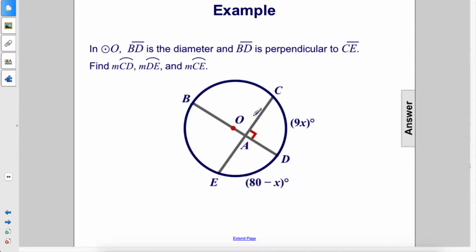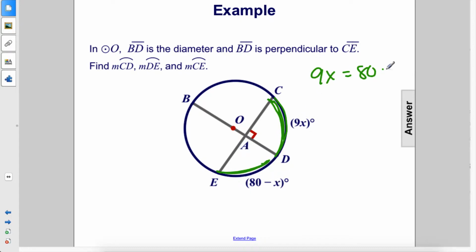Here's an example. In circle O, BD is the diameter, and BD is perpendicular to CE. Find the measure of arc CD, the measure of arc DE, and the measure of arc CE. Alright, so because this is a bisector here, we know that this arc is congruent to this arc here, so we can set them equal to each other.